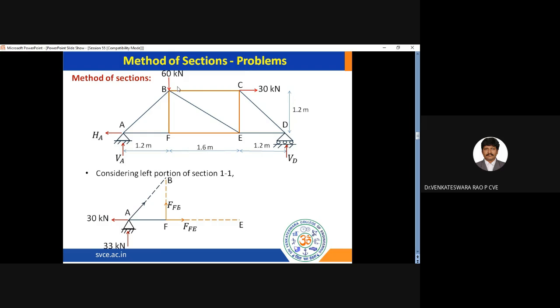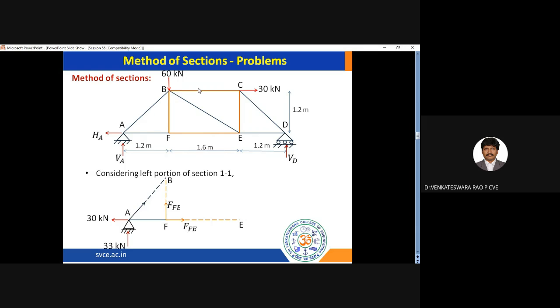So for the four unknowns, one section line is not enough. But how can I take the section lines? We need to think carefully. I also have to minimize the number of sections. Sometimes we may take more number of sections to find these four member forces, and we have to be careful to avoid that. As far as possible, we can minimize the number of sections to save our time in calculating these member forces, right? So let me think of what the possibilities are.